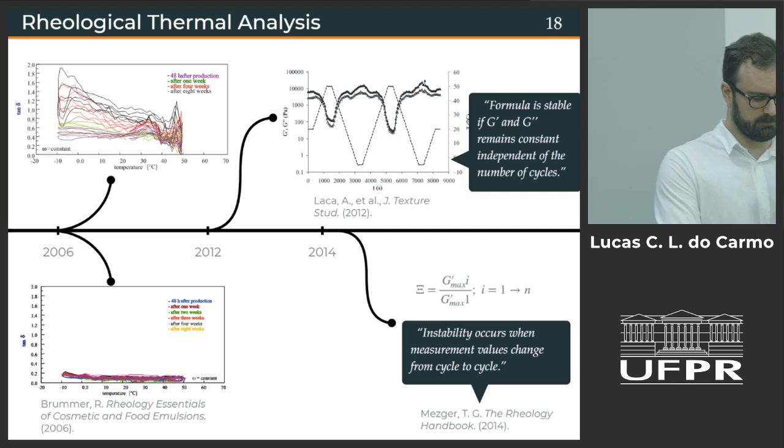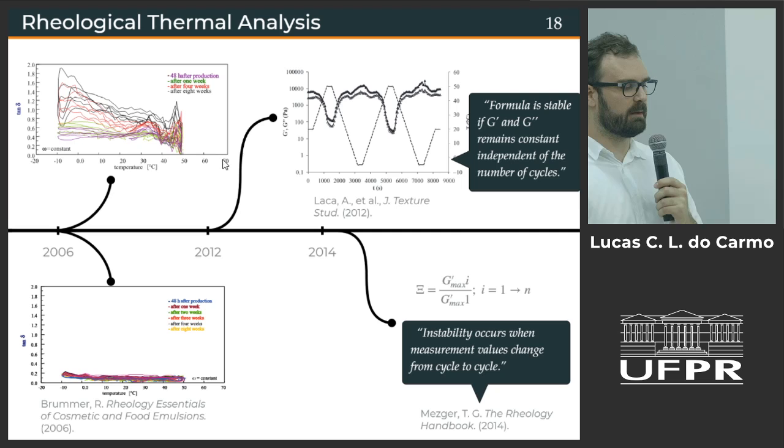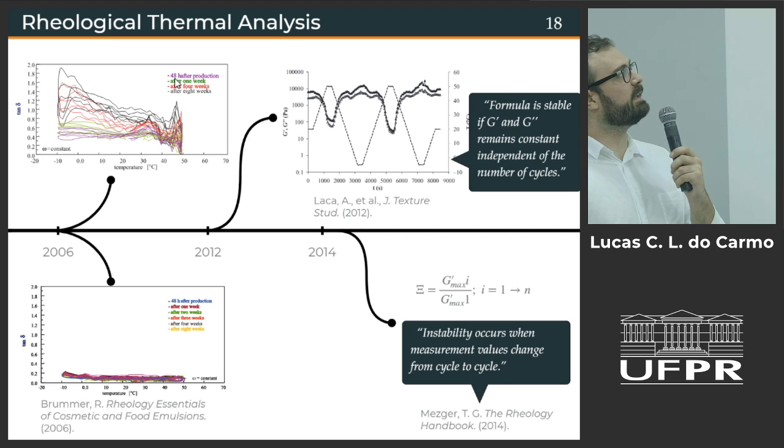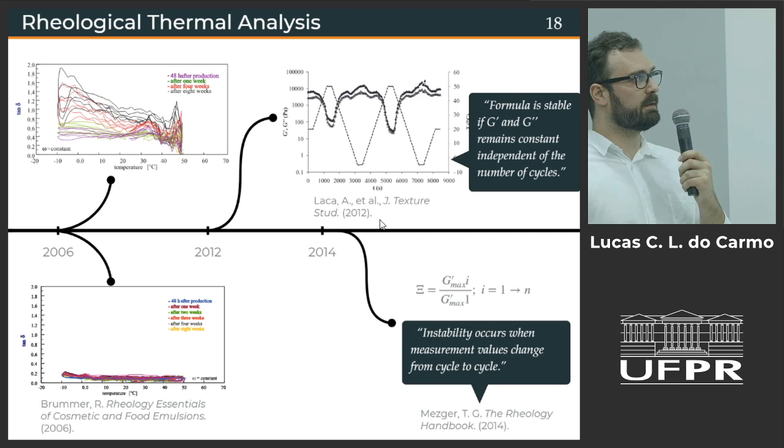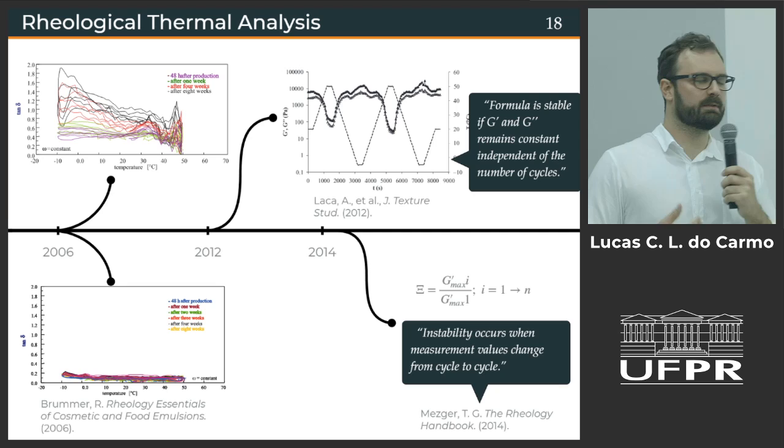Later, Brummer published in his book in 2006 a larger scale study where he showed that for distinct storage times, these emulsions here on the top had a higher variance, and these ones were more stable over the temperature. He claimed that this was one way of assessing emulsion stability. Then this method started to be used by more researchers, like Laca and collaborators, and later it started to show up in handbooks, and people started to notice the methodology.